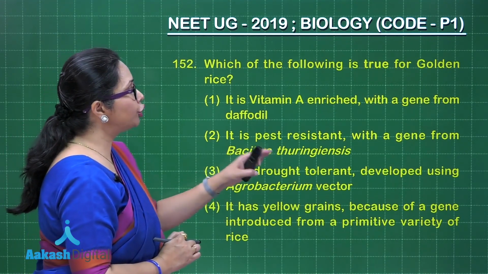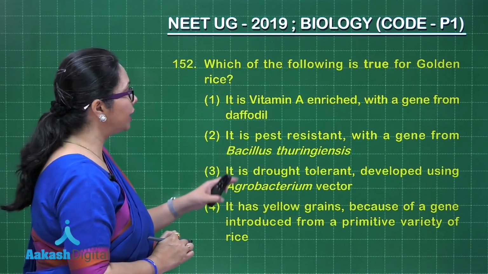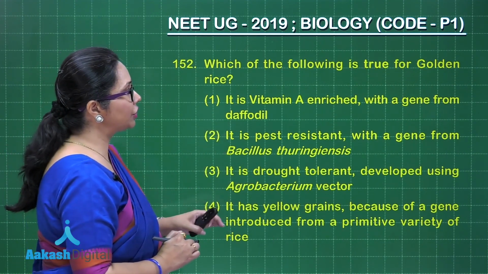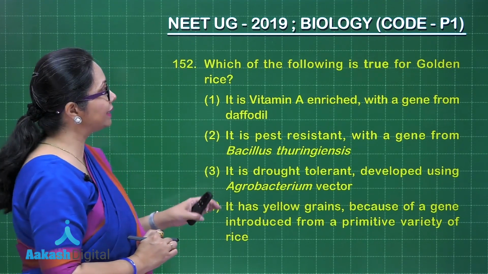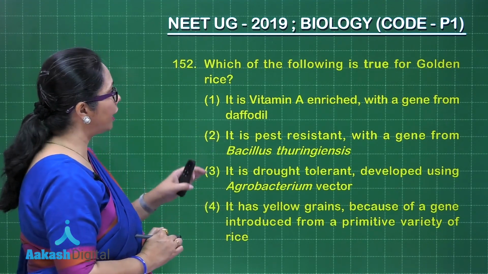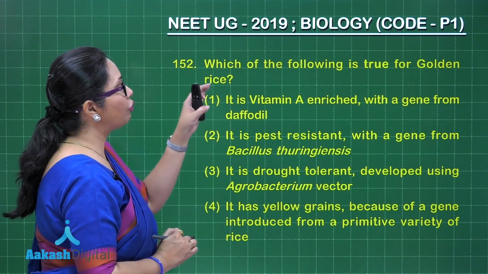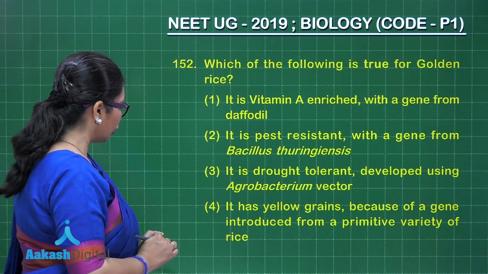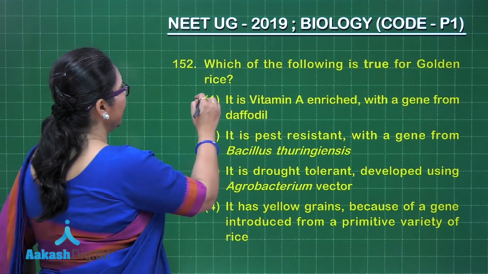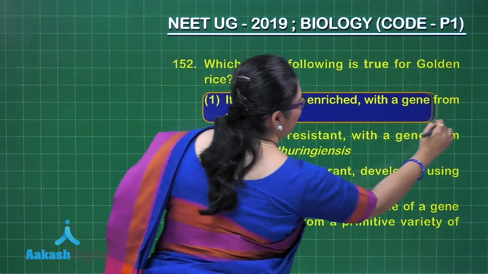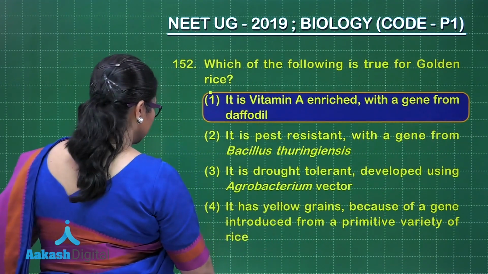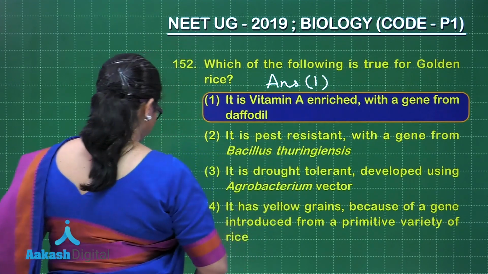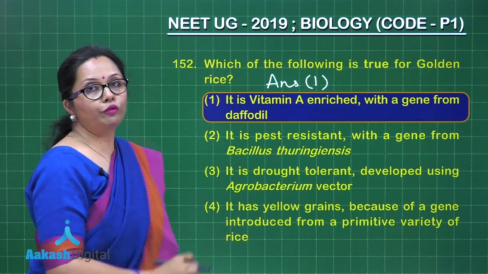It is drought tolerant, developed using Agrobacterium vector. This is also incorrect. It is pest resistant with a gene from Bacillus thuringiensis. This is also not correct. The first option, it is a vitamin A enriched rice with a gene from daffodils. Now this is the correct option, and this gives us the answer as 1. Now let's move to the next question.